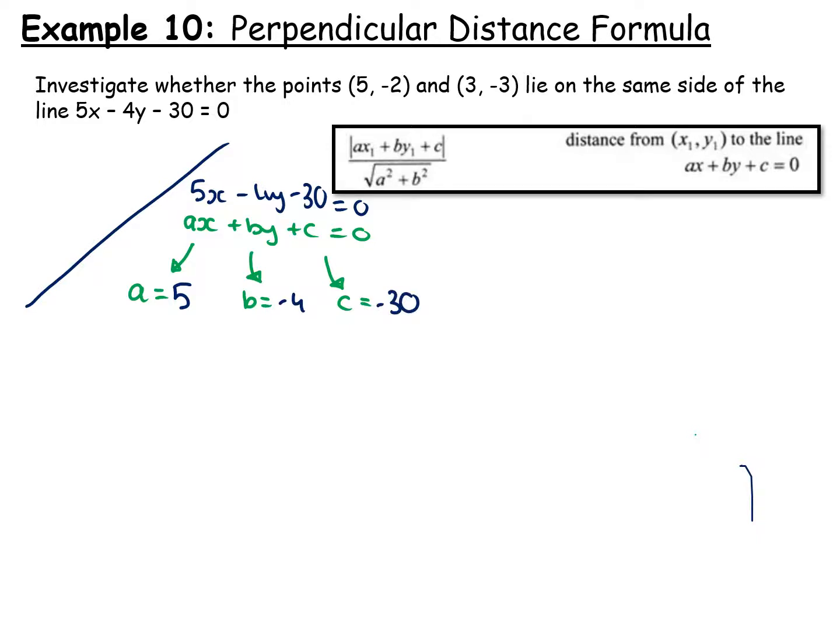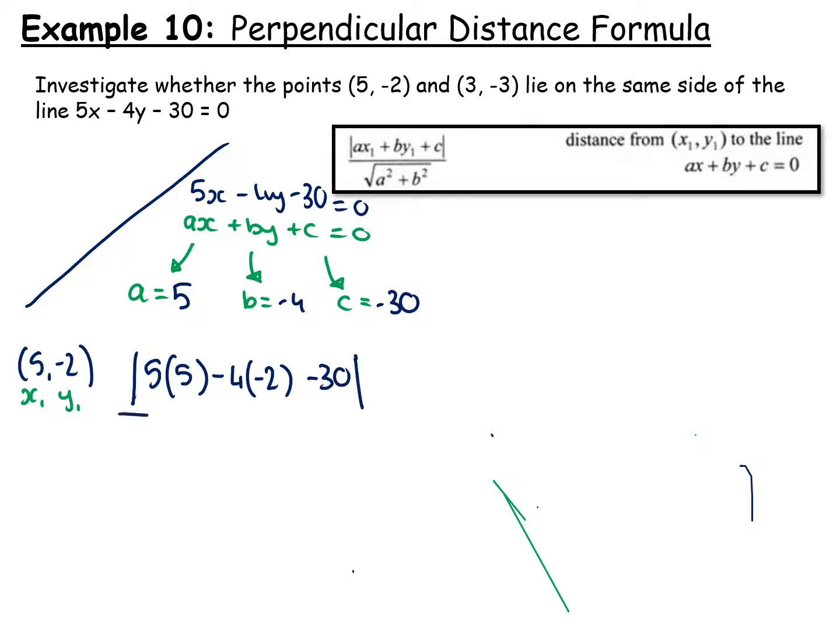We're going to take each of our points. So 5, minus 2 as our first point, so that's x1, y1. And we're going to work this through. So we get 5 times x1 minus 4 times y1 plus c, all over the square root of 5 squared plus minus 4 squared.